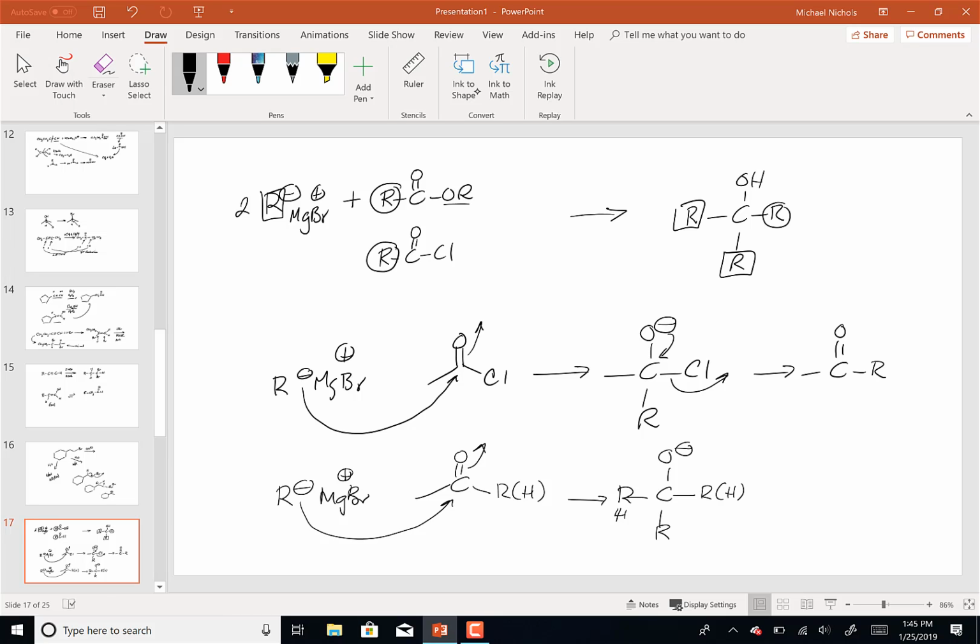Well, time for some review. What makes a good leaving group? Weak bases. So leaving group ability is based on basicity, inversely. So a great leaving group is a lousy base. What are our strongest bases?